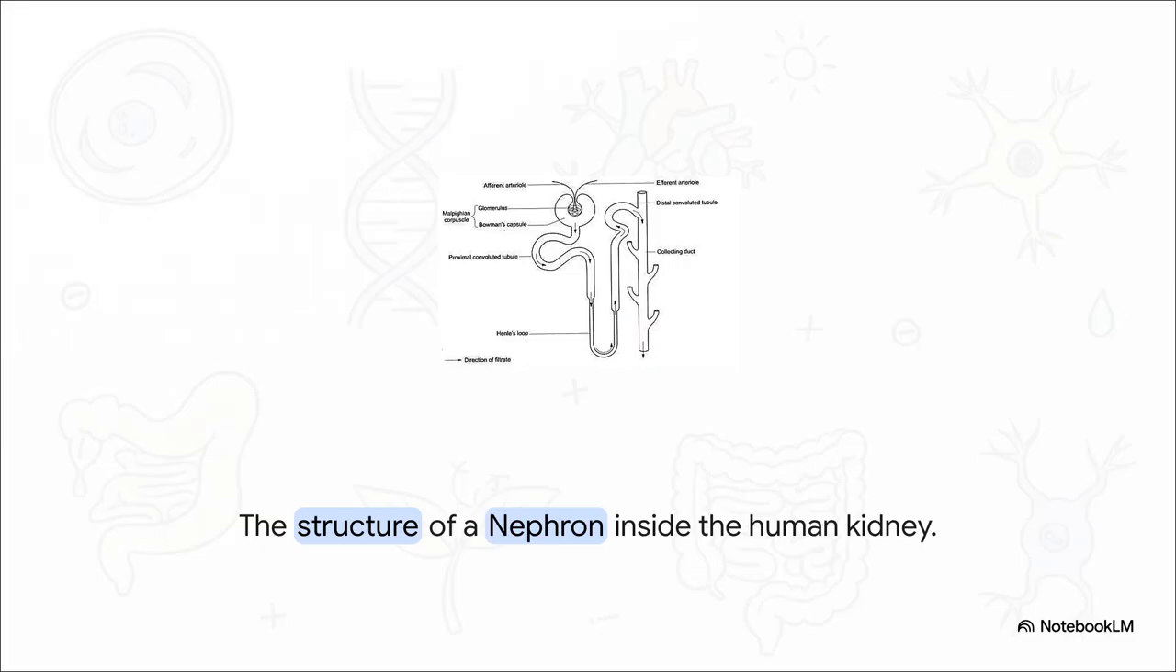Picture this architecture in your mind. At the very top, you have this tiny cup-like structure called the Bowman's capsule. Sitting right inside it is a tightly coiled network of capillaries. That's your glomerulus. Blood enters here under extremely high pressure to kick off the filtration process. From there, the fluid travels down through the twisting proximal convoluted tubule, dips all the way down into the long U-shaped loop of Henle, and comes back up to the distal tubule before finally hitting the collecting duct.